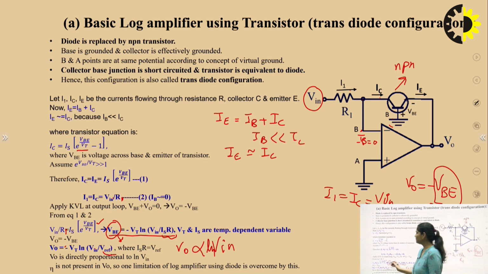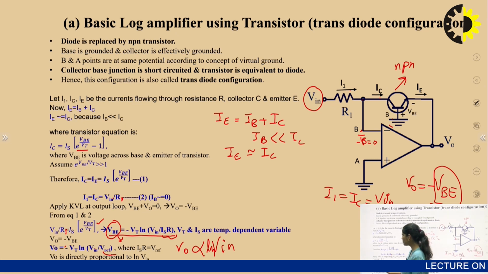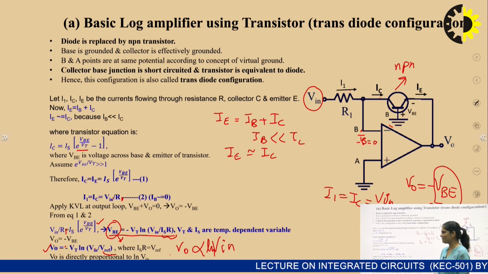Now the basic log amplifier using transistor and the basic log amplifier using diode have two limitations. First, if there is a change in the temperature, then VT also changes, and then the output voltage also changes. The second is that it depends on the eta. Now using this basic log amplifier using transistor, it overcomes the second limitation of the logarithmic amplifier using diode, that is, eta is not present in this final equation. It means the output voltage does not depend on the eta value, right?